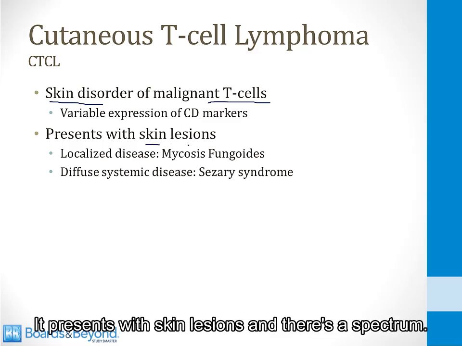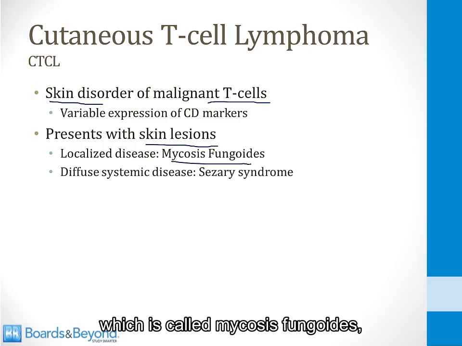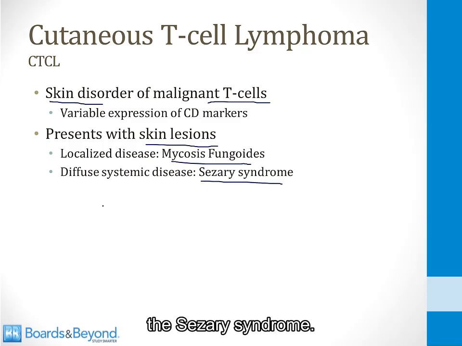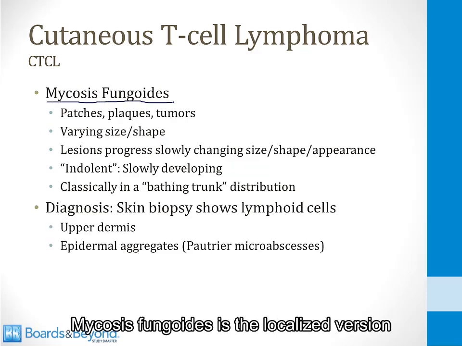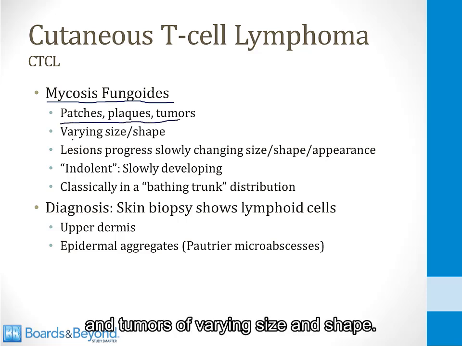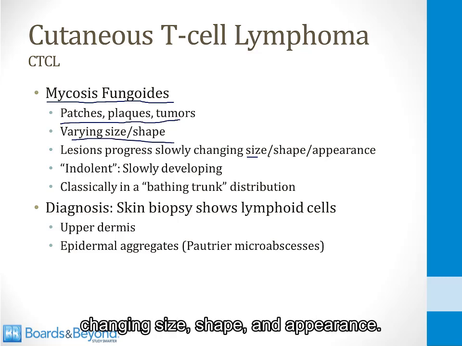It presents with skin lesions, and there's a spectrum. It can be a localized condition, which is called mycosis fungoides, or it can be a diffuse systemic disease called the Sézary syndrome. Mycosis fungoides is the localized version, and the name is a misnomer. This has nothing to do with a fungal infection. It presents as patches, plaques, and tumors of varying size and shape. The lesions progress slowly over time, changing size, shape, and appearance.